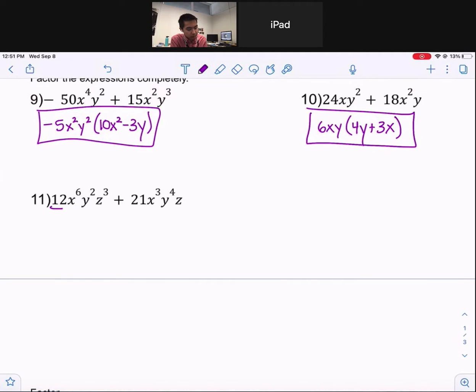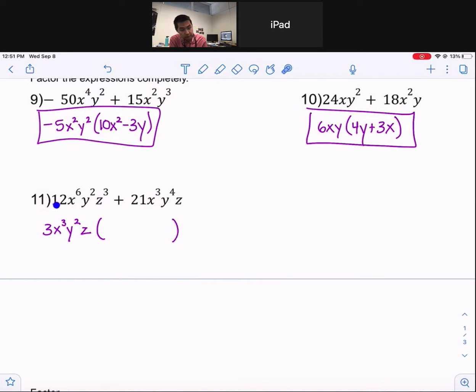11. So again, look at the coefficients first, right? 12 and 21. You can factor out a 3. Look at the x variables, right? You can take away 3 x's from both, so x to the third. Y squared and y to the fourth. You can take away 2 y's, y to the second. Z third and z, you can take away 1 z. So again, this is a reminder of what we're about to factor out from both of those.